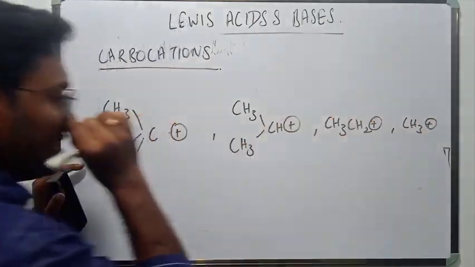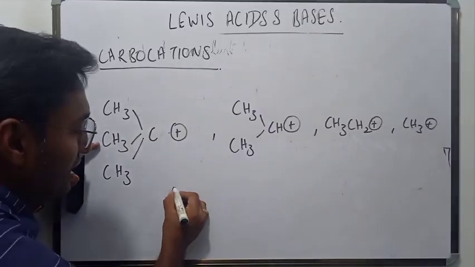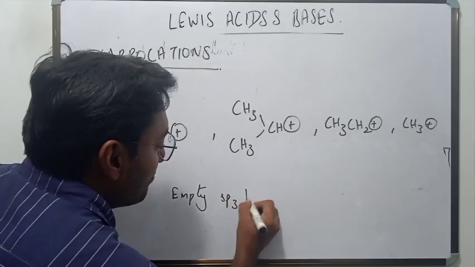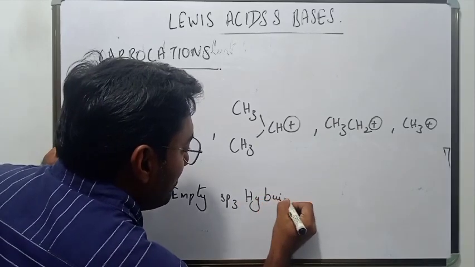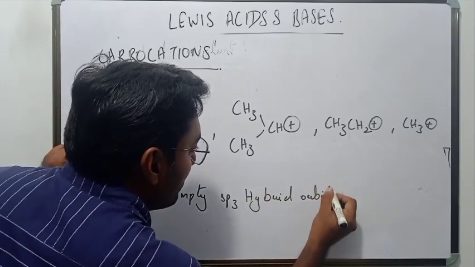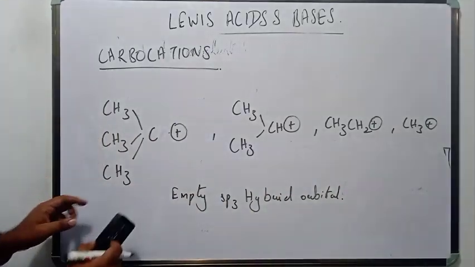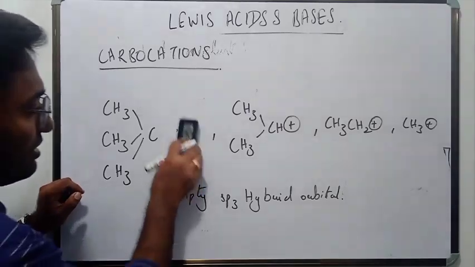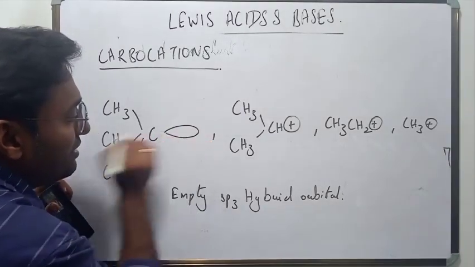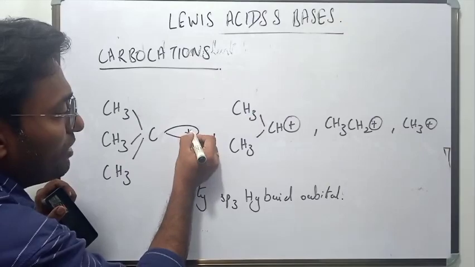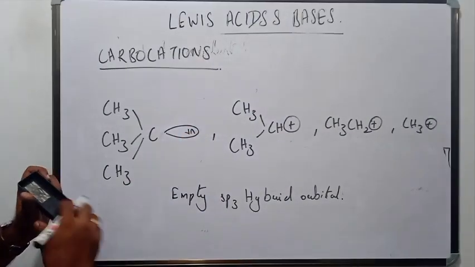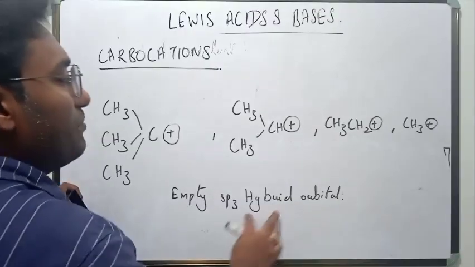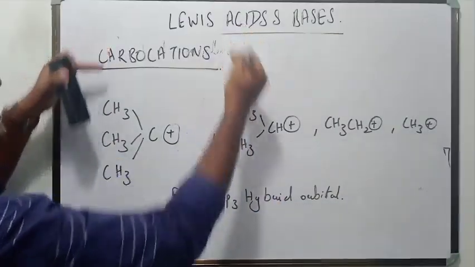See, all of these carbocations have got an empty sp3 hybrid orbital. So they can accept a pair of electrons. This one, there are 4 sp3 orbitals. One is empty, vacant. So here it can accept a pair of electrons. Therefore, carbocations, because they have got an empty sp3 hybrid orbital, also act as Lewis acids.